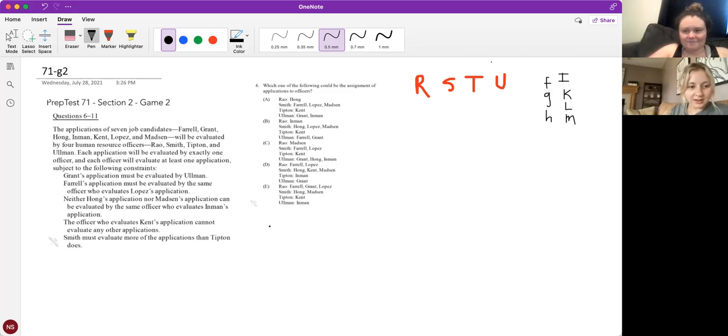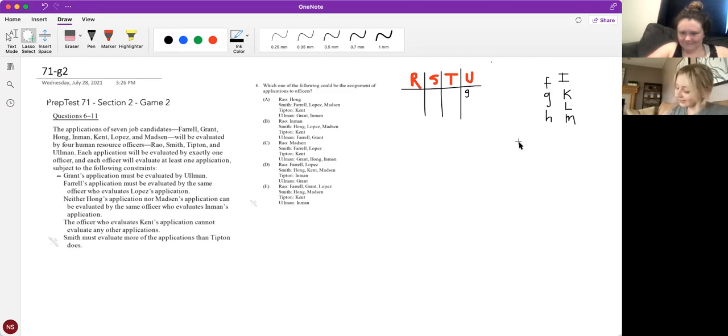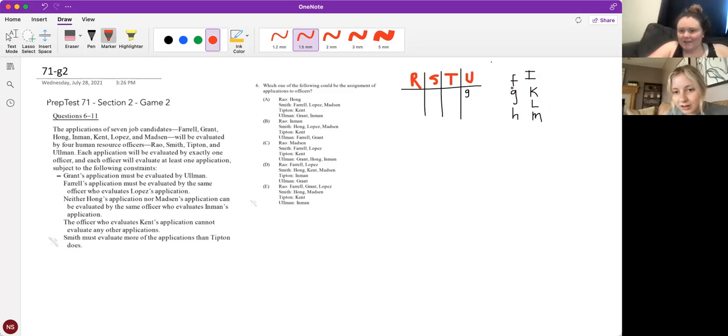So it says that grants application must be evaluated by, so G must be evaluated by U. I love this one, so I'm literally just going to put G in here. I'm writing this too, so if I take long, that's why. Okay, and then Farrell's application must be evaluated after that. We know where G is, so I'm just going to cross G off here. Cool. All right, so now what's the next one?